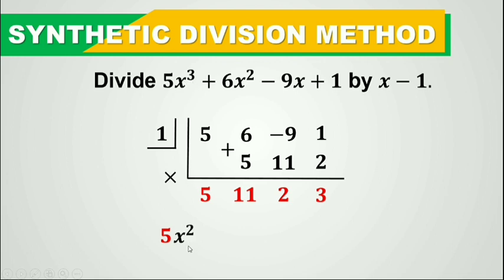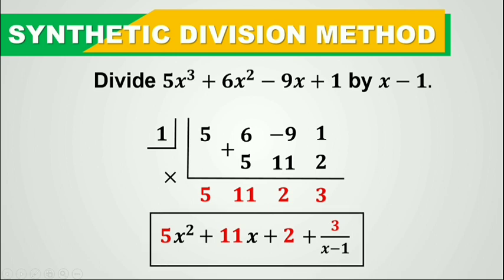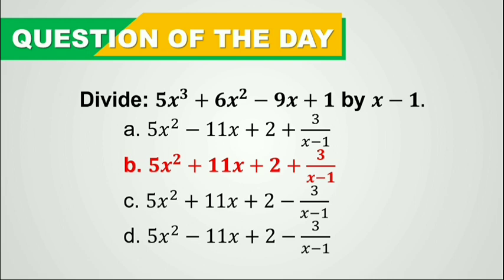So 5x squared. And then plus 11x, so 2 minus 1, x. And then plus 2 plus 3 over x minus 1. And this is now our final answer for this particular question. So therefore, the answer of the question of the day is letter B, 5x squared plus 11x plus 2 plus 3 over x minus 1.